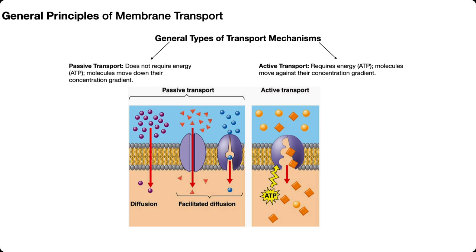All right, so what happens in active transport here, the molecules are going to move from a less crowded place, which is low concentration, to a more crowded place, which is high concentration. But in order to do that, they're going to need to have energy.